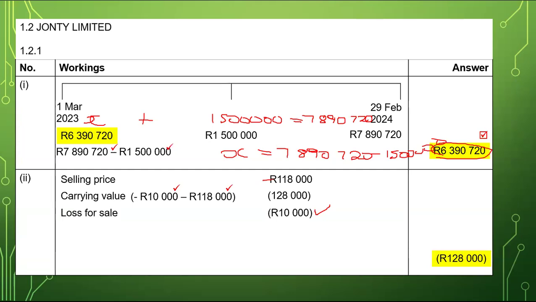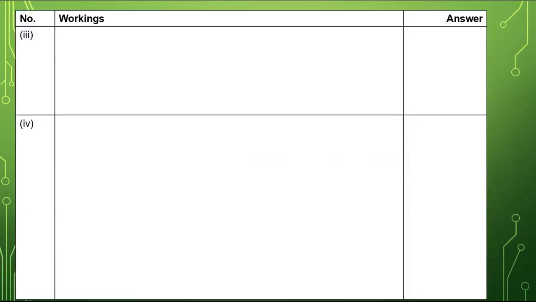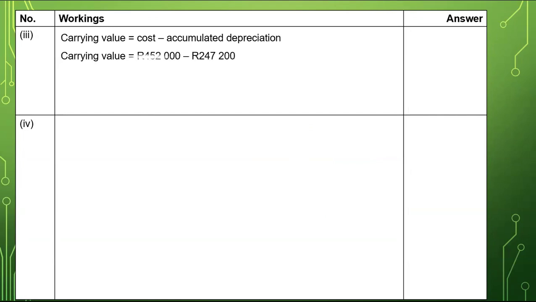Let's go to Roman figure number 3. That one was easy. We just take 452,000 minus the accumulated depreciation. That's how you get the carrying value. Carrying value is cost minus accumulated depreciation. Cost was given as 452,000. Accumulated depreciation was given as 247,200, and it gave us the carrying value of 204,800.